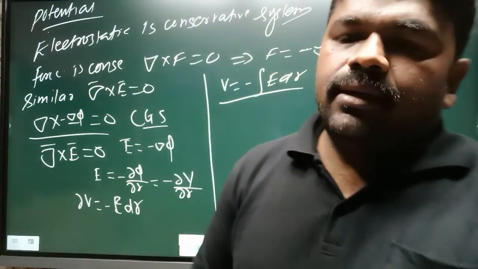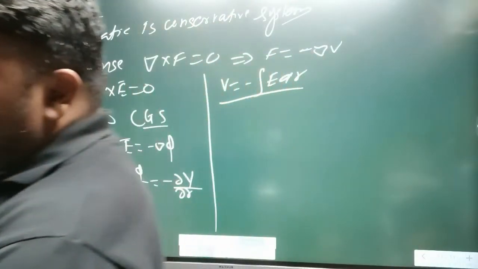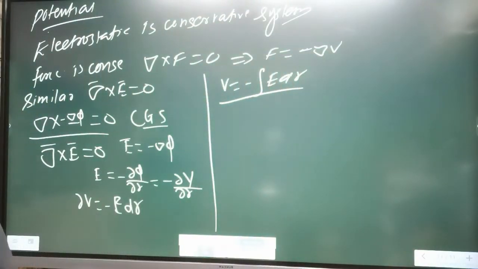We know that for electric field, the limits are 0 to that point. Okay. Electric field limit, potential limit.